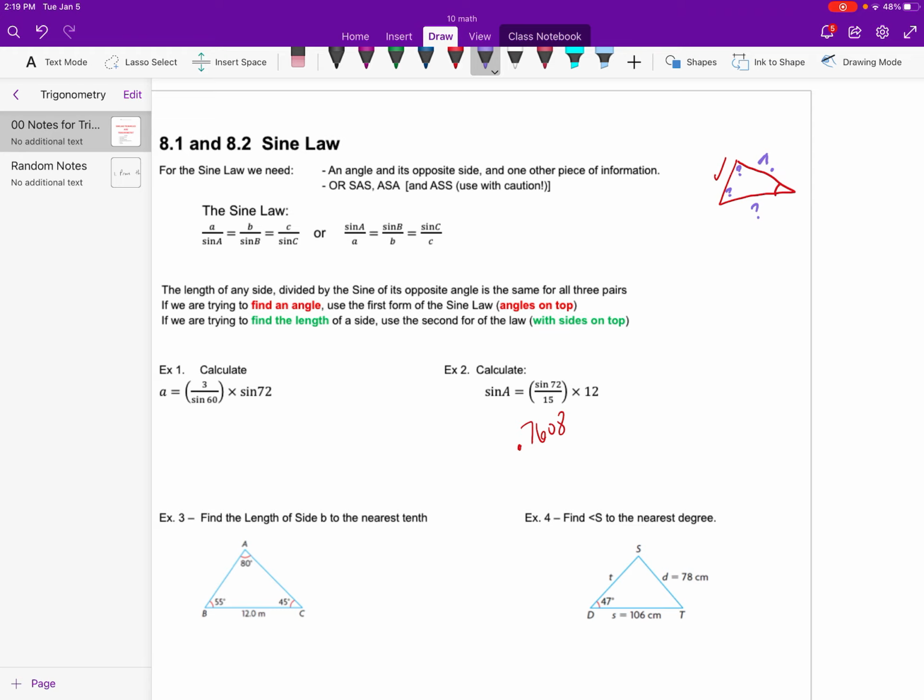Now, a couple cautions here. Number one, we can only use this with acute triangles at this stage. Later on, you'll learn how to do it with obtuse triangles, but not in the grade 10 curriculum.